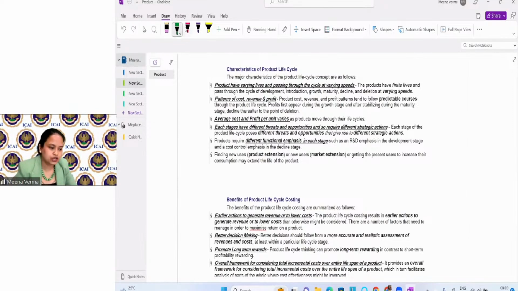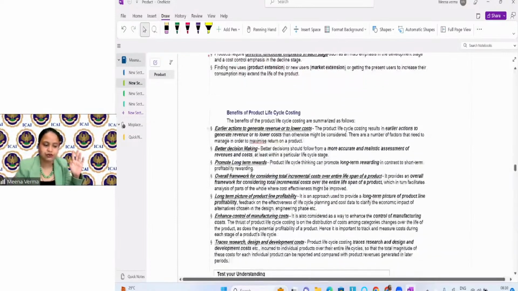Okay, so what is the question here? What are the characteristics of product life cycle? Products have varying life cycles. We know that the life of the product may vary, may be small, may be large, right? Passing through the cycle at varying speed. Every product will pass through these stages, and the speed of passing through these stages may vary, right? Pattern of cost, revenue, profit, we have learned it. We have learned all these things.